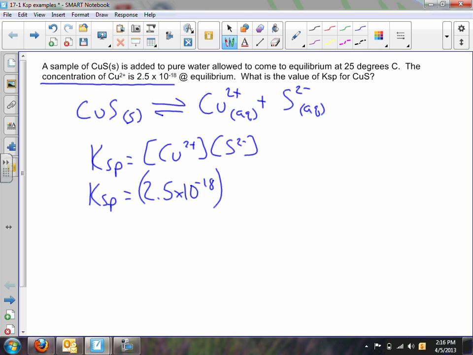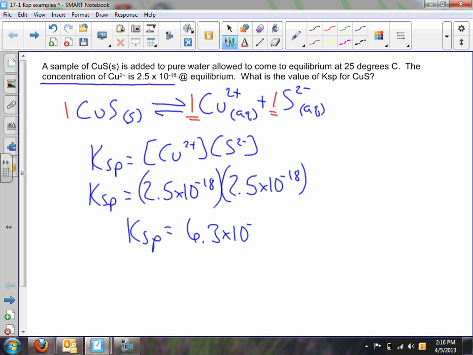Well, from our balanced equation, we know that every time you have one copper sulfide, you get one copper and one sulfide. So whatever the copper is will be the same concentration for the sulfide. So if copper was 2.5 times 10 to the negative 18, the sulfide must also be 2.5 times 10 to the negative 18. We now have what we need. If we just multiply those two together, we can get our value for KSP. And I believe that is 6.3 times 10 to the negative 36. There are no units for KSP, it's just a number.